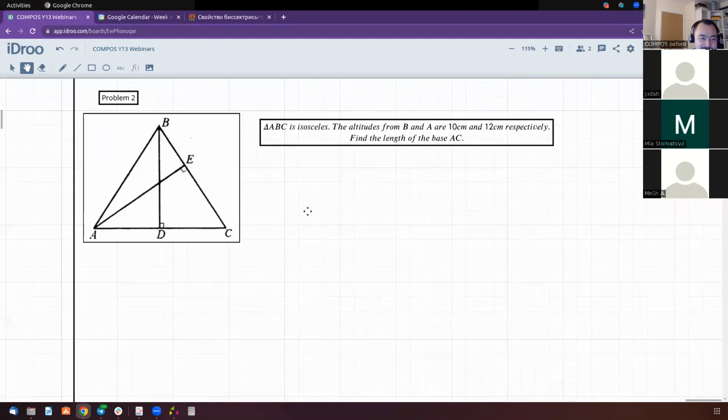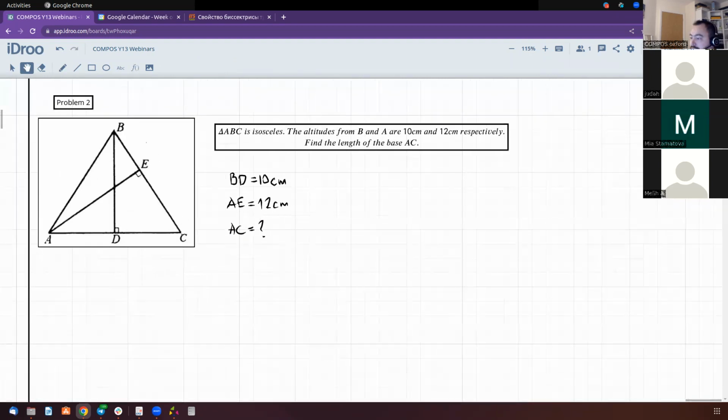Okay, problem 2. We have an isosceles triangle ABC. The altitude from B is 10. So what does that mean? Well, that simply means that BD is 10 centimeters. The altitude from A is 12. That means AE is 12 centimeters. Find the length of base AC. So AC is what we need to find.